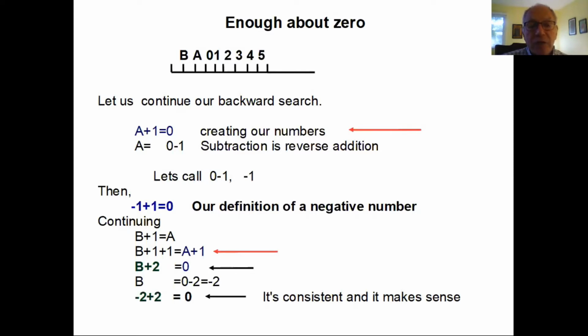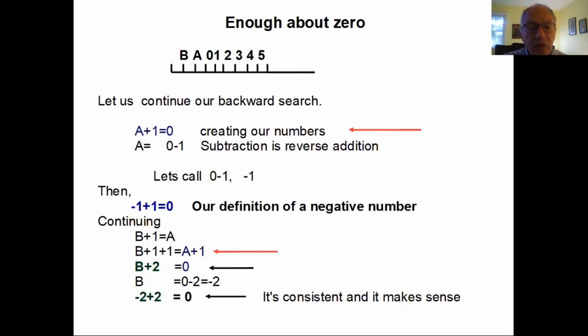a plus 1 is equal to 0 because a is the number before 0. Well, if we use inverse addition, we find that a is equal to 0 minus 1. Well, let's call that negative 1. Then negative 1 plus 1 must be equal to 0 if we substitute in for a. And this becomes our definition of a negative number.